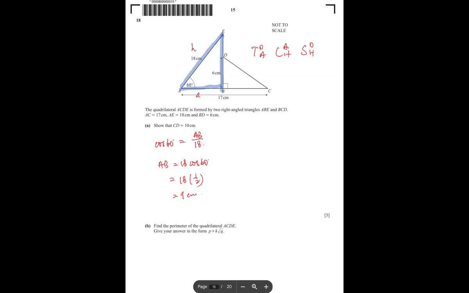Okay, then we can find the length of BC. 15 minus 9, that gives BC. Okay, then to find DC, we can apply Pythagoras theorem. 6 squared plus 8 squared. Again, this is a Pythagorean triplet. 6 squared plus 8 squared is actually 10.